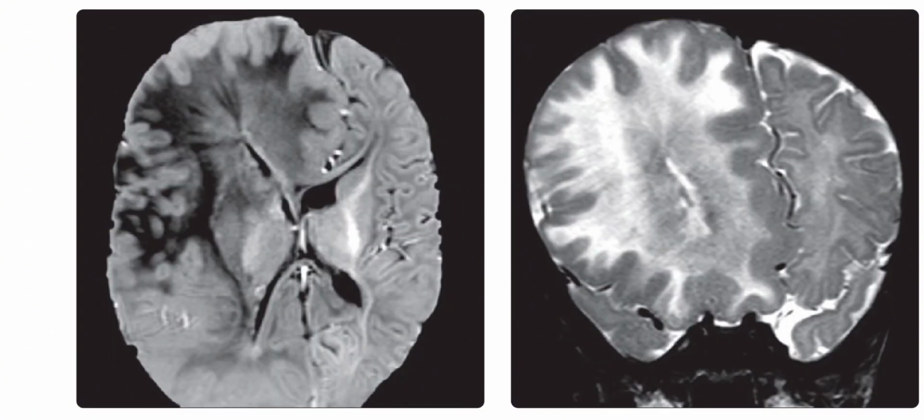Left is the axial inversion recovery sequence of the MRI, and it shows that the cortex of the entire hemisphere is abnormal. The frontal and temporal cortex is polymicrogyric, while the parietal and occipital cortex is thickened and flattened.